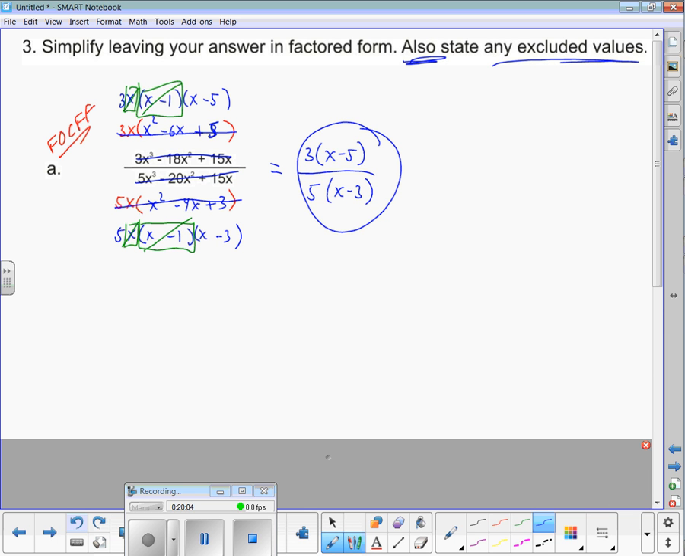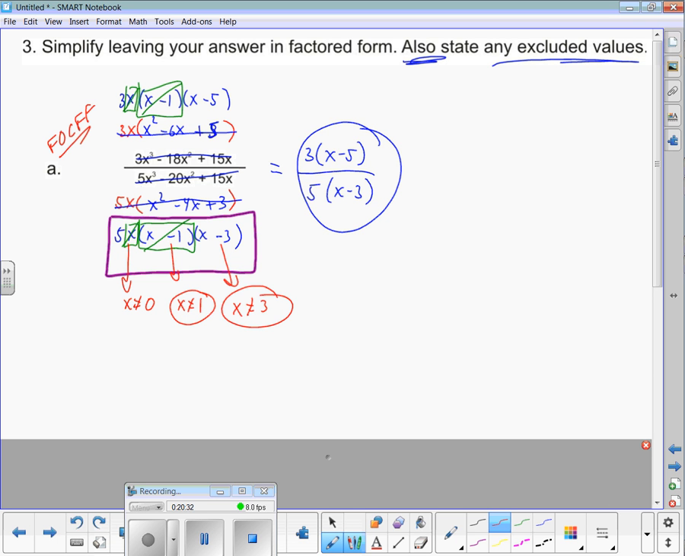The second part is any excluded values. Now I'm going to look back at my bottom factors. Because remember, it's when the bottom becomes a 0. So I'm thinking about these before they're crossed out. From this x, x cannot equal 0. From this x minus 1, x cannot equal 1. And from this x minus 3, x cannot equal 3. Again, you're setting each factor equal to 0, solving the little equation. We're doing that in our head.